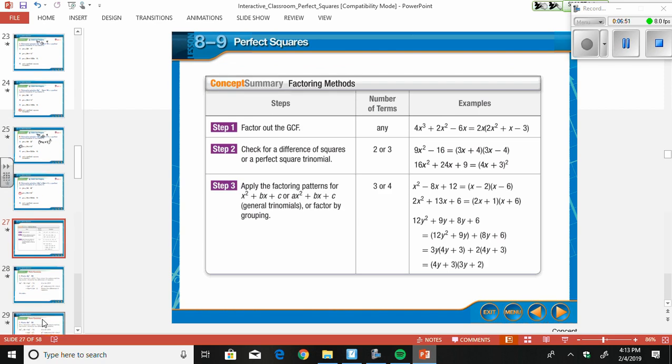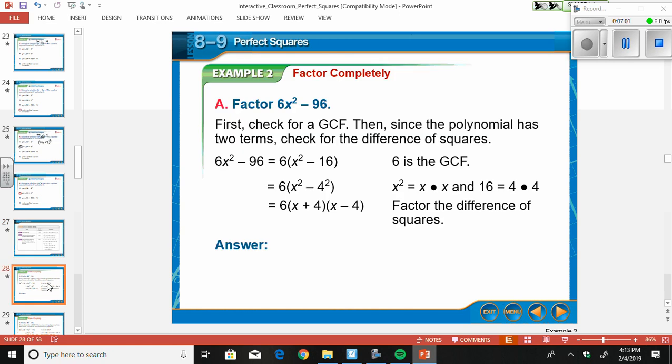Concept summary, so factor out the GCF, so that's the first thing. If they have anything in common, take it out. Then check for a difference of squares or a perfect square trinomial, and then apply the factoring patterns accordingly.